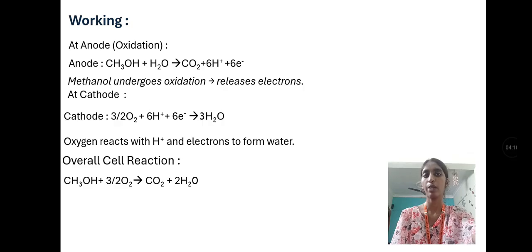Working. At the anode, oxidation. Anode: CH3OH plus H2O giving rise to CO2 plus 6H plus and 6 electrons. Methanol undergoes oxidation and releases electrons. At the cathode: 3/2 O2 plus 6H plus and 6 electrons giving rise to 3 moles of water. Oxygen reacts with H plus and electrons to form water. Overall cell reaction: CH3OH plus 3/2 O2 giving rise to CO2 and 2 moles of water.